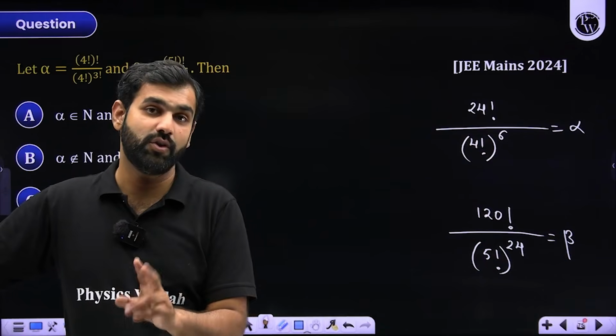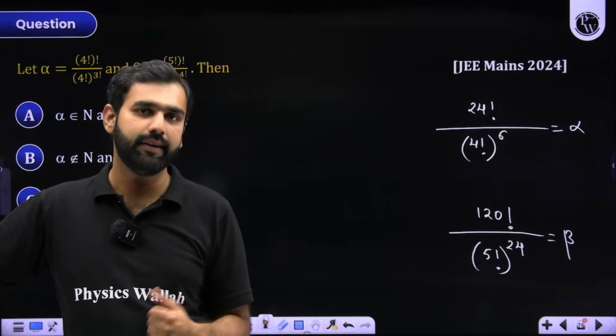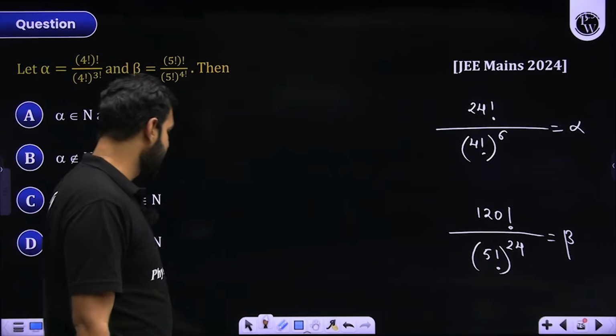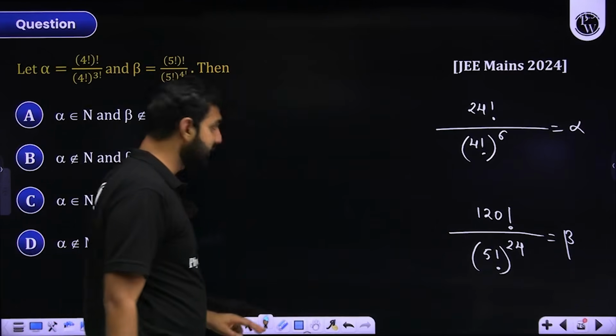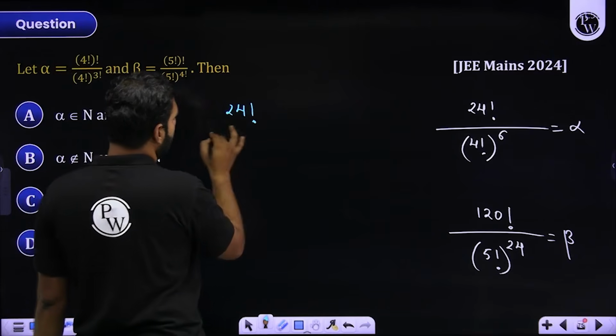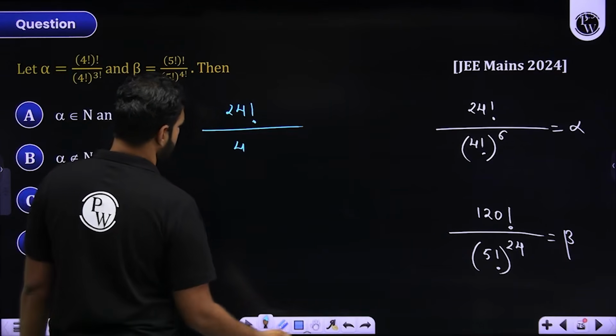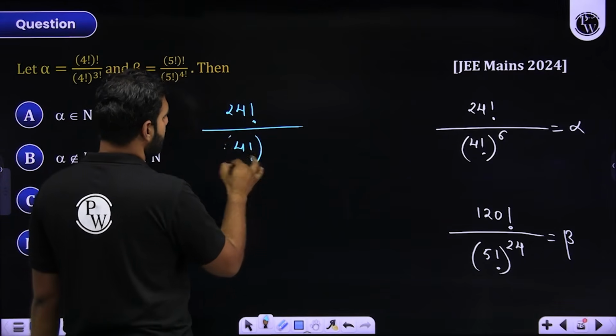when we had a discussion on division and distribution. Even if you are not getting it, let me take you through something else. What I'm trying to make you understand is, forget this alpha. Let me write a number here, 24 factorial upon 4 factorial raised to the power 6.